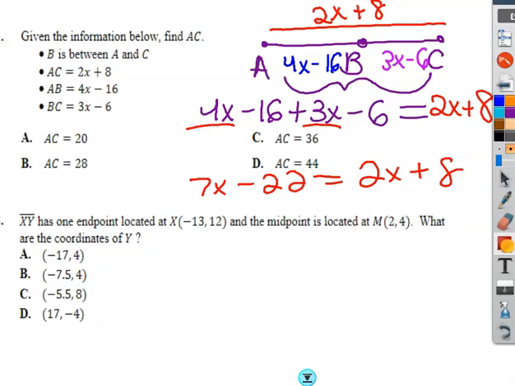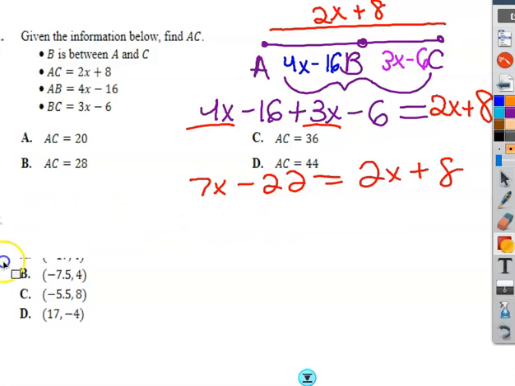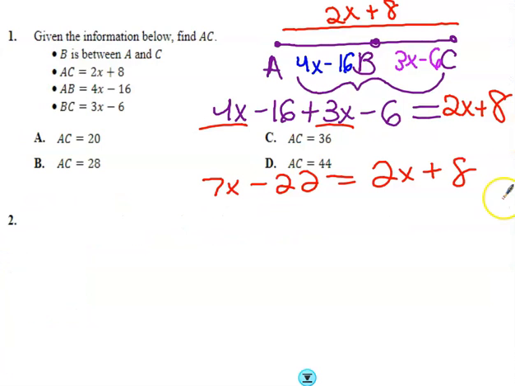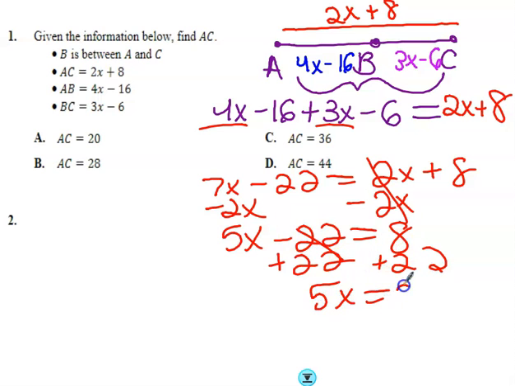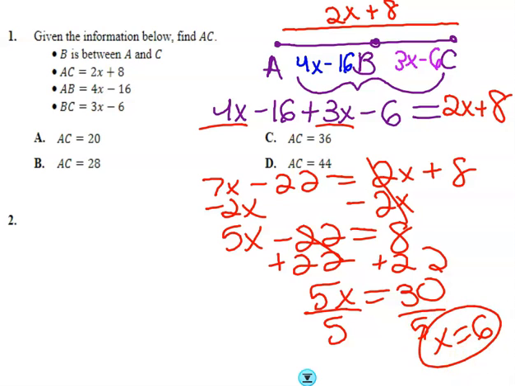Just going to need a little bit more room to solve this. So I'm going to take this part out for now. And I will solve this. Okay. So now from here, I'm going to subtract 2x from both sides. And I get 5x minus 22 equals 8. Add 22 to both sides. And I get 5x equals 30. Divide by 5 on both sides. And x equals 6.